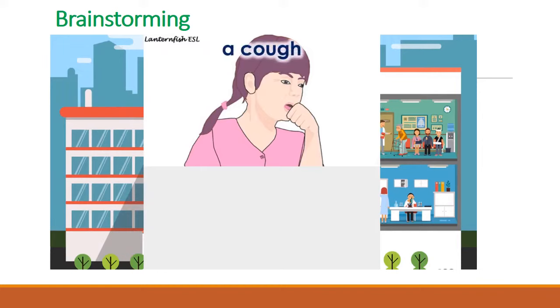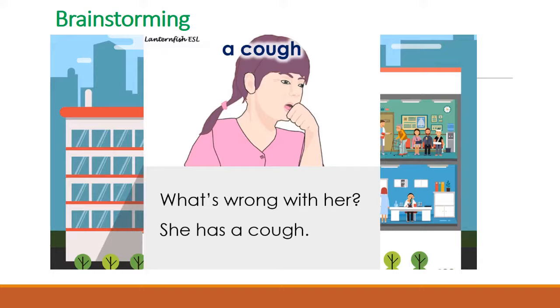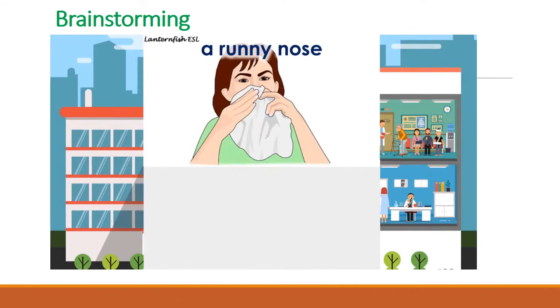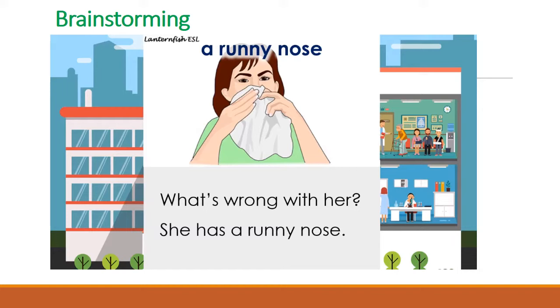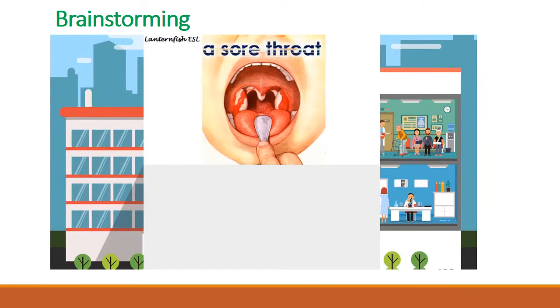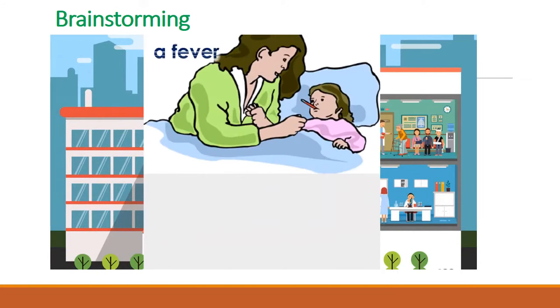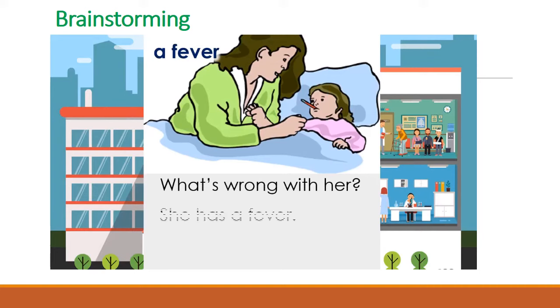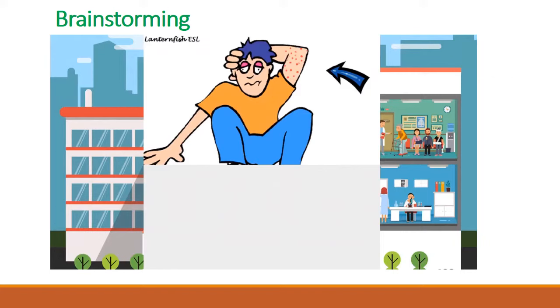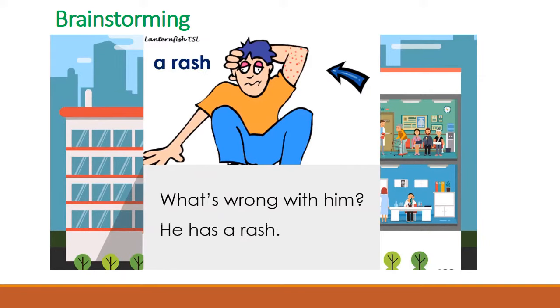A cough. What's wrong with her? She has a cough. A runny nose. What's wrong with her? She has a runny nose. A sore throat. What's wrong with him? He has a sore throat. A fever. What's wrong with her? She has a fever. She has a temperature. A rash. What's wrong with him? He has a rash.